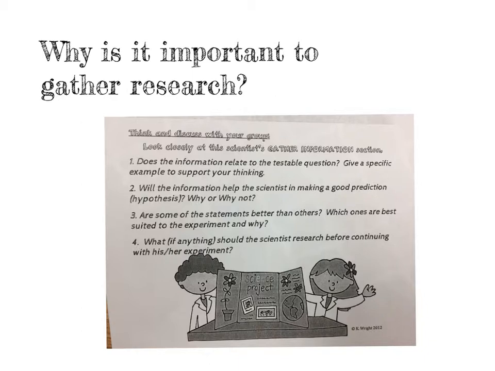Third, are some of the statements better than others? Which ones are best suited to the experiment and why? You might find that while you're looking for information, you find a couple of really good pieces of information, and then you also might find that you are just finding random facts about your project. Again, it goes back to the first question. Does your information directly relate to your testable question?